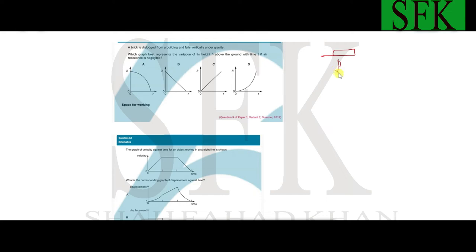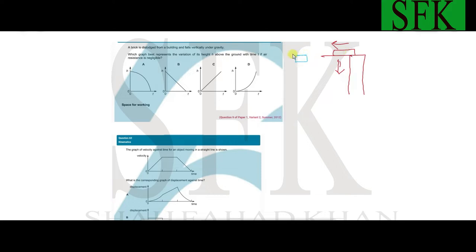Vertically under gravity. So this is our building. We just lodge it from here and it starts moving downwards. Which graph best represents the variation of its height above the ground with time t if air resistance is negligible? I'm just drawing a small part over here to represent the brick.